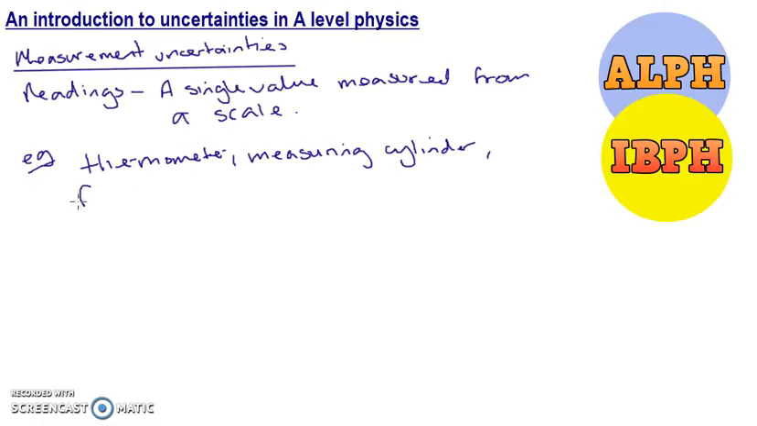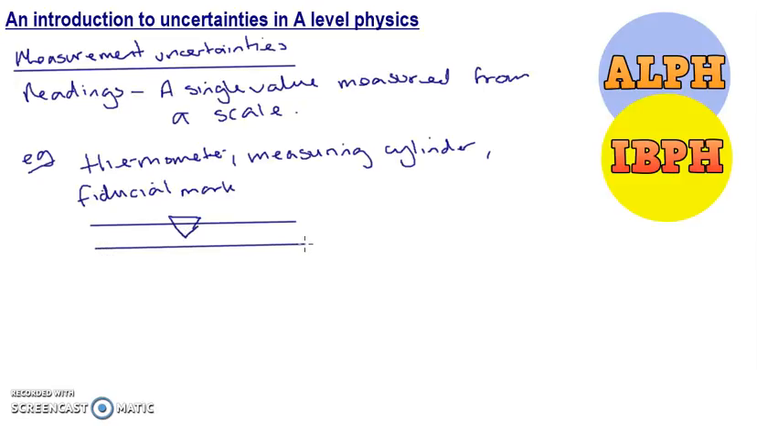Another good one is when we have, for example, a fiducial mark, which might look like a triangle of paper on a wire. So when you're doing Young's modulus calculations, what we were interested in our readings was the position of that mark on our scale. So that's just one reading.